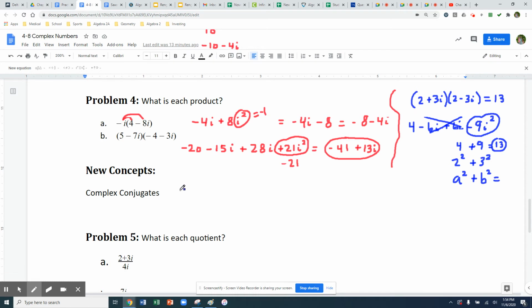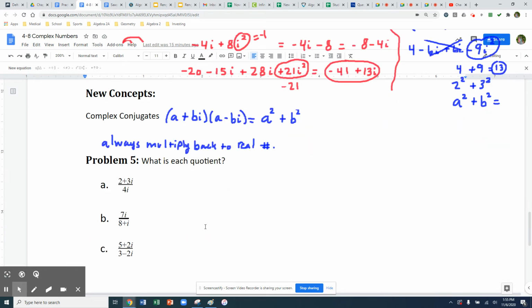Those special pairs of complex numbers are called complex conjugates. So complex conjugates are complex numbers in the form a plus bi and a minus bi. And whenever you multiply out complex conjugates, all you're doing is taking the a part squared plus the b part squared to get your result. And the other unique thing about complex conjugates is that when you multiply them, they're always equal to a real number. So it's a way that we can change a complex number back to a real number.